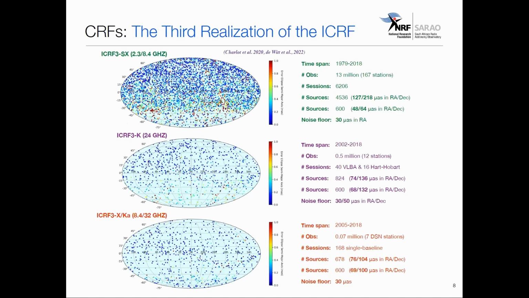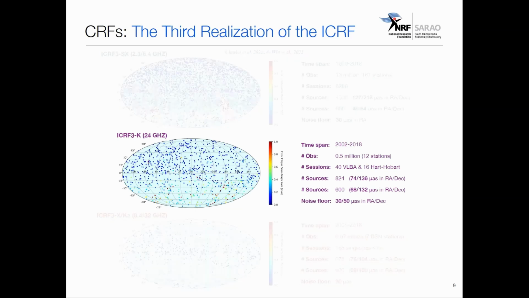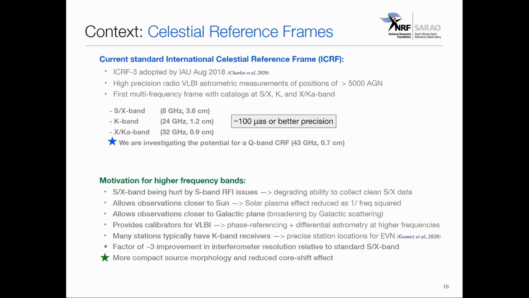Okay, so this is what the ICRF3 looks like, the sky distribution of sources at the different frequency bands. This is the standard SX band frame. The colors here indicate the precision of each object in the frame. This is the K band frame for ICRF3, and this is the Ka band frame. The SX band frame has the longest history. Observations started in 1979, so it also has the most sources. And in terms of ICRF3, the precision for the SX band is about 1.5 times better than K and Ka band. But we'll talk mostly about the K band frame today.